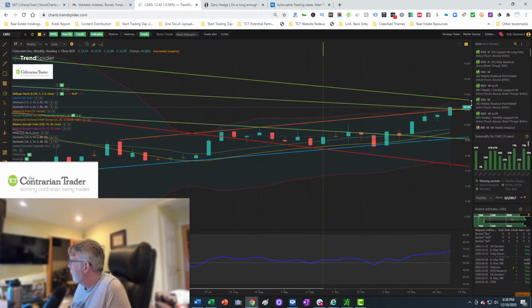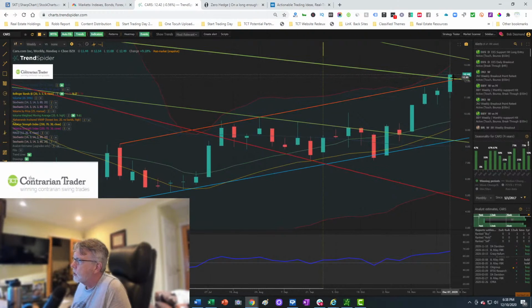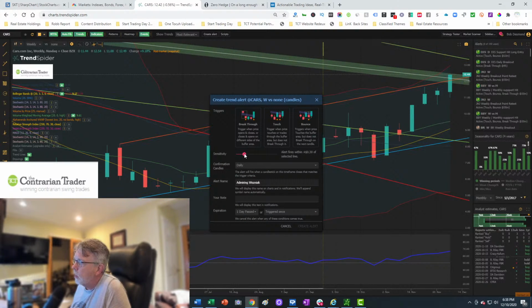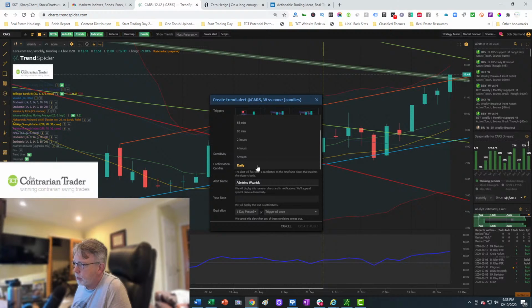Weekly chart. If we close out the day tomorrow above this resistance level, it's really nice. I would like to see, as a good entry point, a retest the following week. Keep a little bit of sensitivity on there. A retest of support.